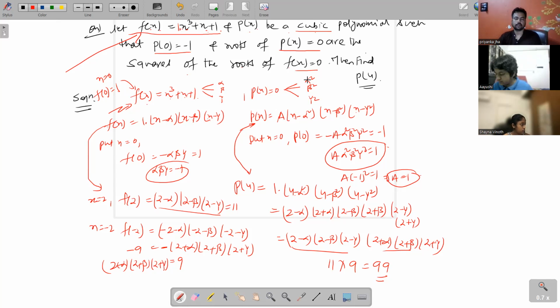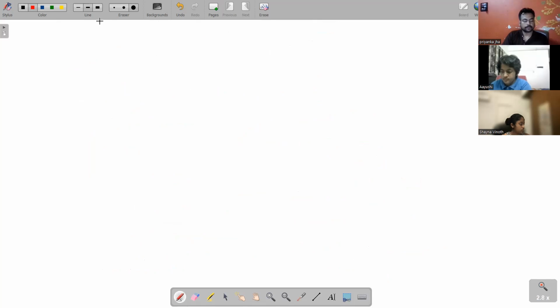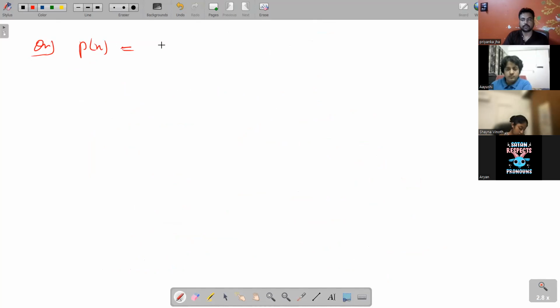Next question, you people try. Question says that this is the polynomial. Suppose you are given a polynomial P(x) equal to x^5 plus x^3 plus x^2 plus 2 equal to 0. This is the polynomial you have been given.